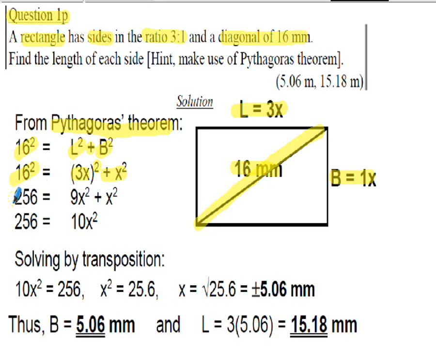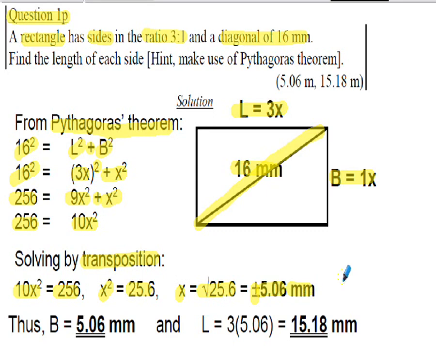Evaluating on the next line, 16 squared is 256 and 3x all squared is 9x squared. Just be careful there. Add to that the x squared term. Simplifying now on the next line on the right hand side, 9x squared plus 1x squared is 10x squared. So I've added my like terms together, and that's still equal to 256. So solving by transposition in this particular case, from 10x squared is equal to 256, we divide both sides by 10, so x squared is equal to 25.6, and then we square root both sides, so x is equal to the square root of 25.6. From your calculator, the answer is positive and negative 5.06 millimeters.